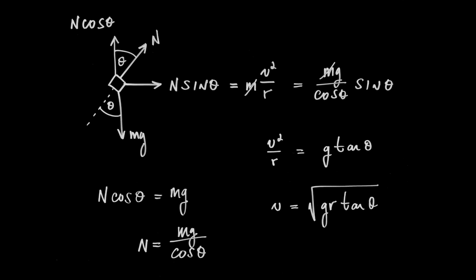V squared divided by r is equal to g times the tangent of theta. And so I solve for the speed in this equation, and what I get is that the speed is equal to the square root of g r times the tangent of theta. But what does it mean? This is the speed that I can negotiate the banked curve without needing any friction at all.